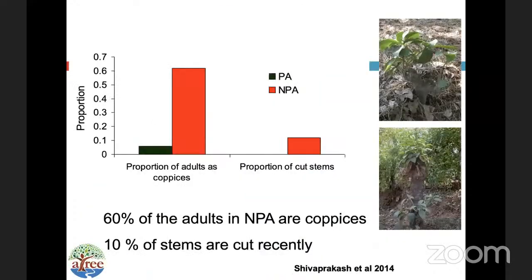What we found was, for example, if you look at the proportion of adults as coppices, coppices are nothing but recently cut stems which are regrowing. In the non-protected area, about 60% coppices were found. That means that 60% of these adults were actually cut outside the protected area, whereas inside the protected area very few were harvested. Similarly, the proportion of cut stems was also high in the non-protected area.